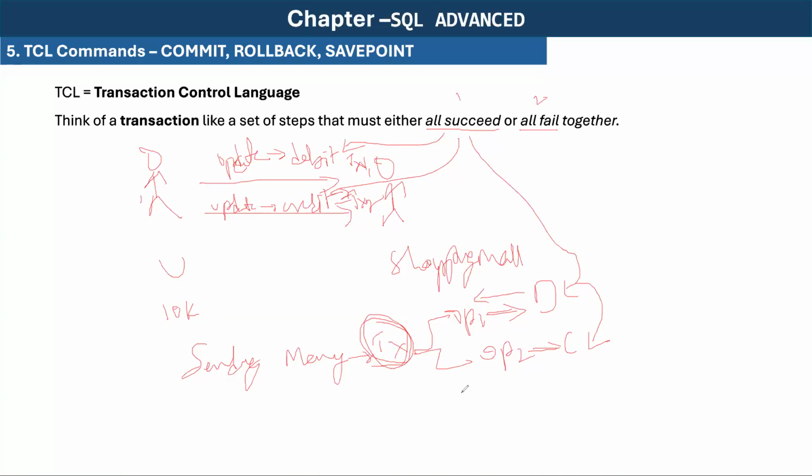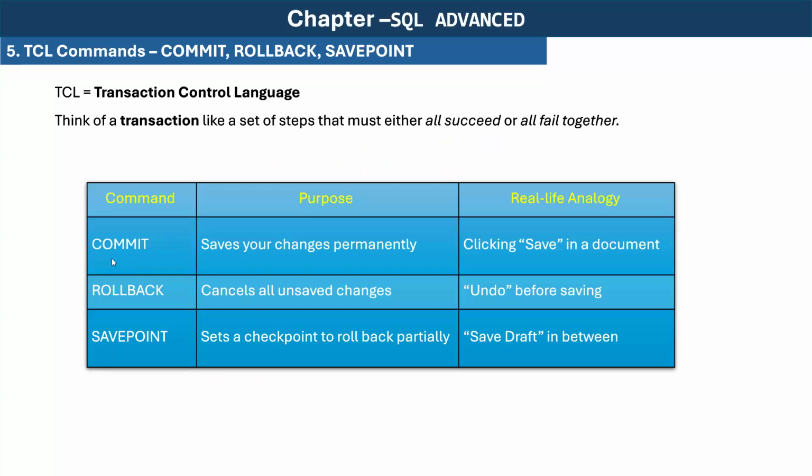This cannot be done automatically; through code only, we have to achieve this. The first command we are learning today is commit. Commit saves your changes permanently, like saving a document on your laptop. Rollback cancels all unsaved changes, just like undo. Savepoint creates a checkpoint that we can roll back to, like saving a draft in between. This may be a little confusing, but in queries you can understand it easily.